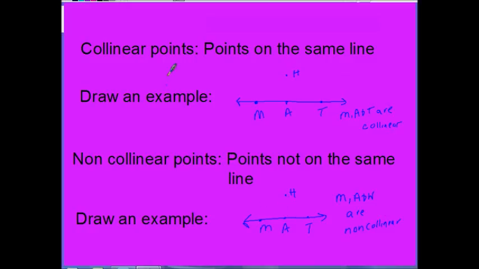So a quick question. What about points M and H? Are they collinear? Well, they're not on this line down here, but technically they are. We can connect those 2 points with a straight line. So any 2 points can be collinear points. But when you start putting a third one in the mix, now we start to get a little tricky.